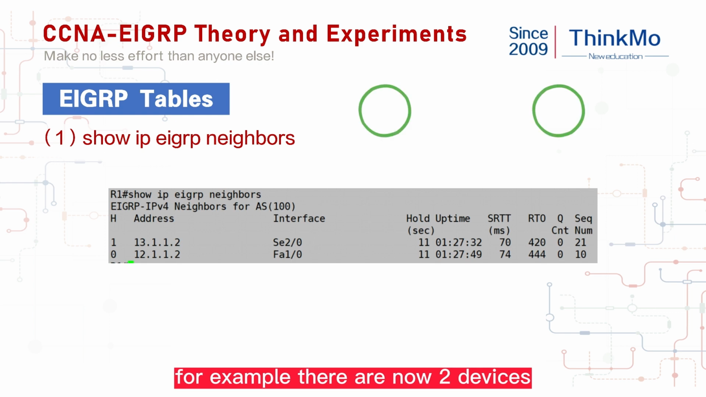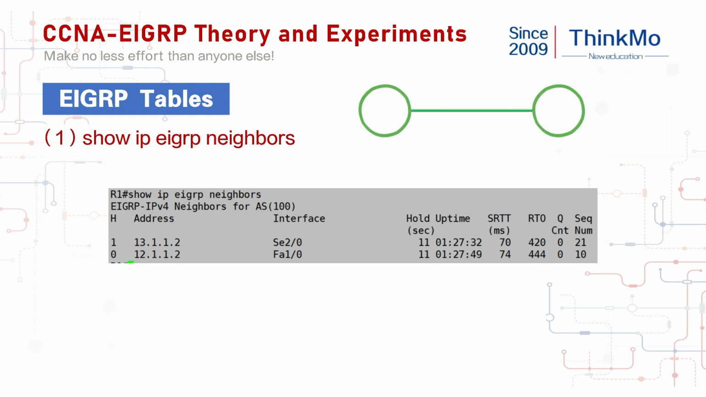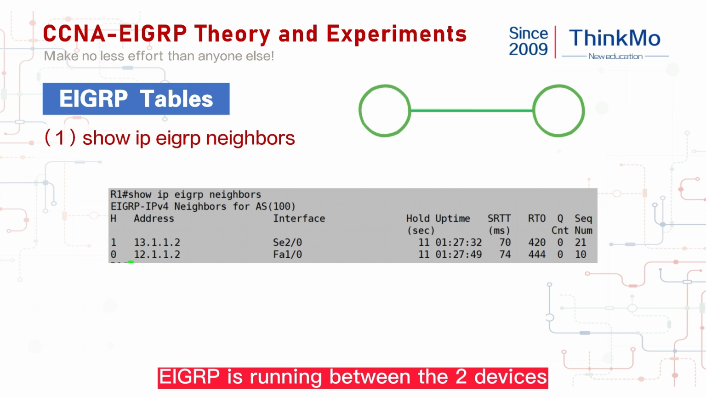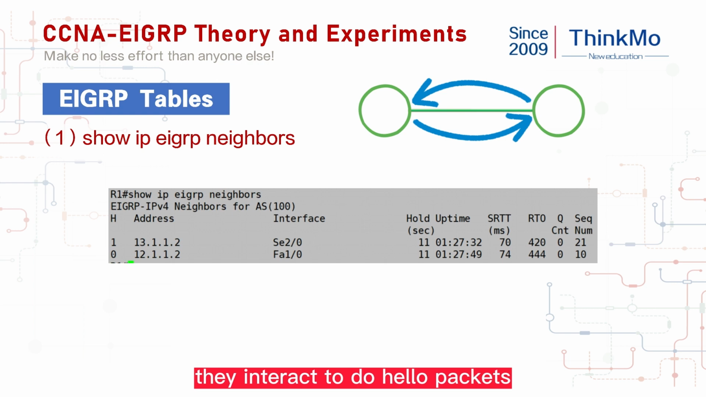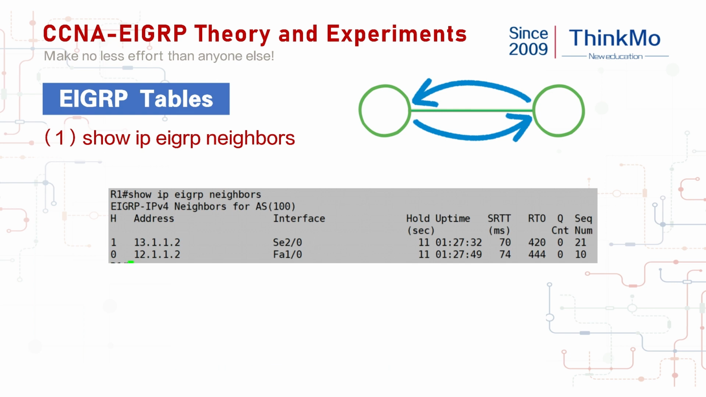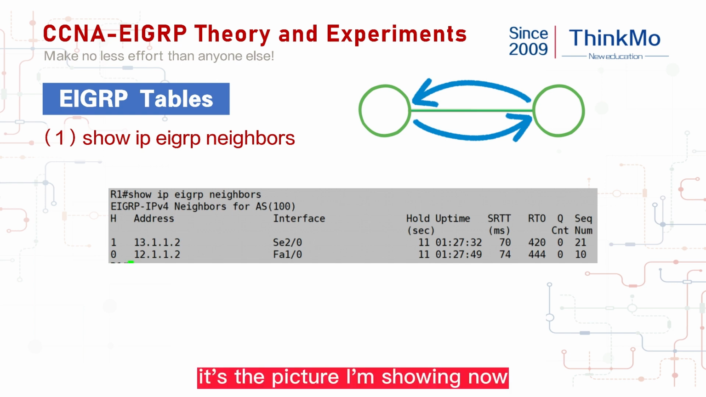For example, there are now 2 devices. EIGRP is running between the 2 devices. Then they will exchange messages with each other. They interact to do hello packets, which are greeting messages. After the exchange of this message, the 2 of them will establish a neighbor. It's like you open the door and say hello to your neighbor. You 2 will be neighbors from now on. Once the 2 devices establish a neighbor, each will generate a neighbor table. The contents of the table are in the picture I'm showing now. Let's take a quick look.